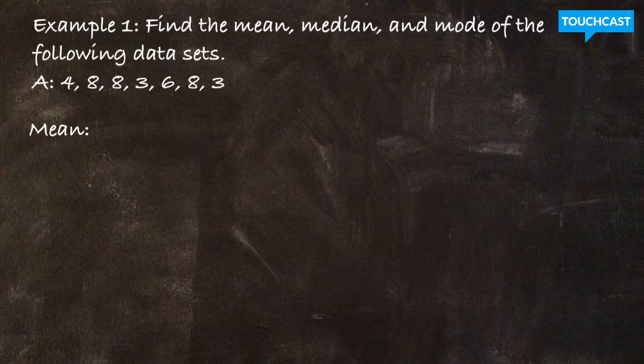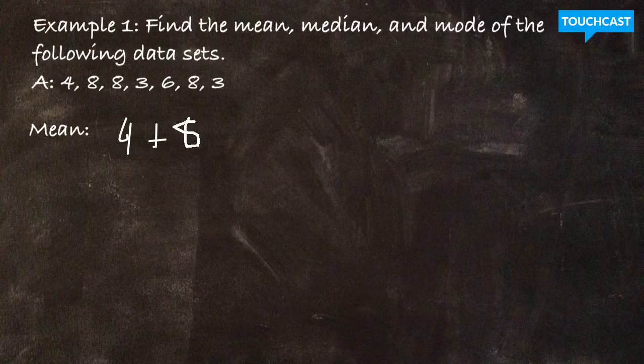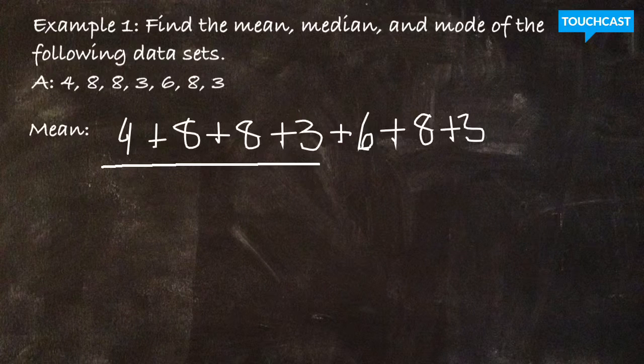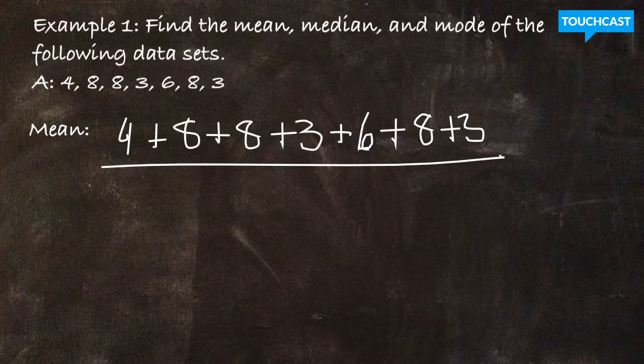Alright, let's look at our first example where we need to find the mean, median, and mode of the following sets of data. Our first data set is 4, 8, 8, 3, 6, 8, 3. We're going to start by finding the mean, which means we add all the numbers together: 4 plus 8 plus 8 plus 3 plus 6 plus 8 plus 3, and divide all of that by how many numbers there are total. There are 1, 2, 3, 4, 5, 6, 7 numbers, so we divide by 7.